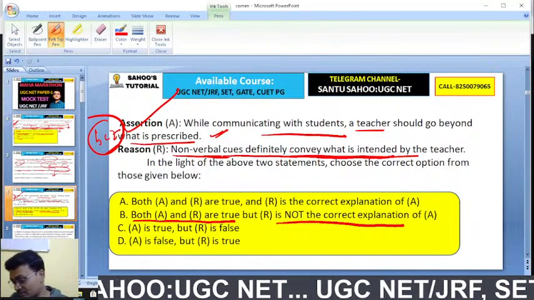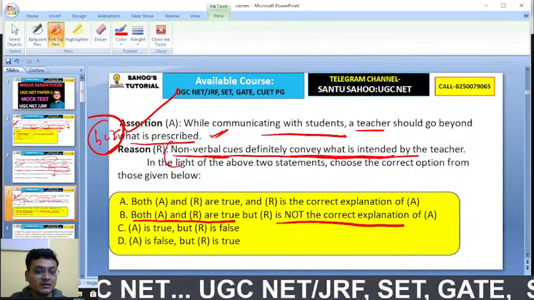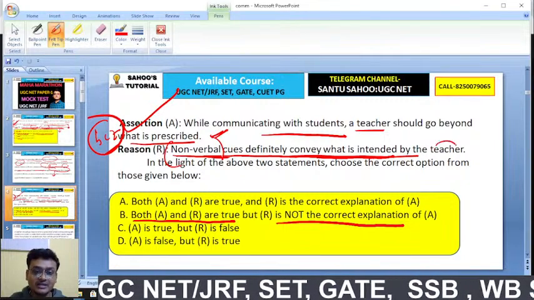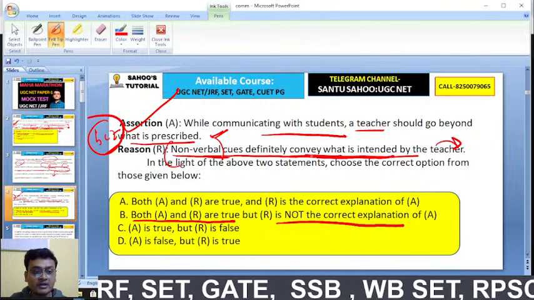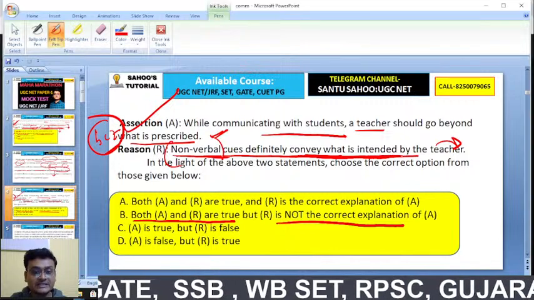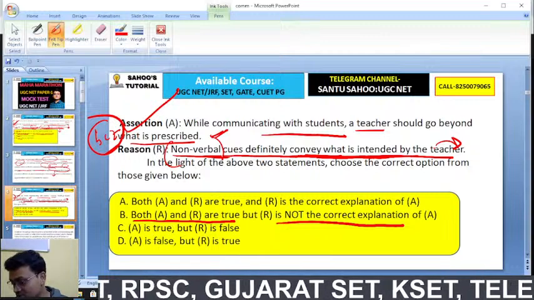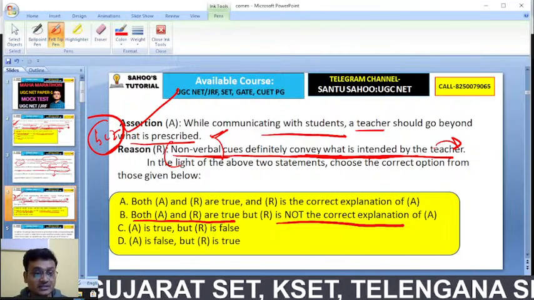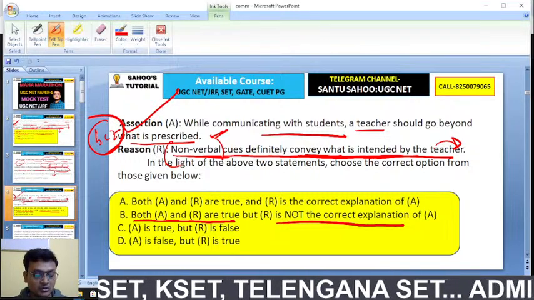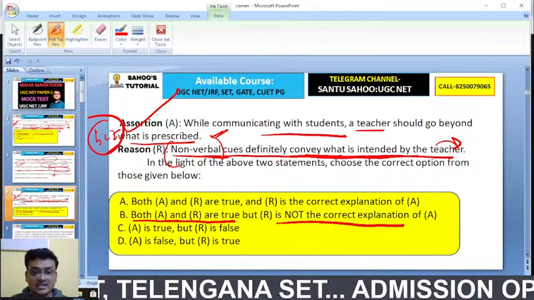अगर टीचर क्लासरूम में पढ़ा रहा है, so he is doing some non-verbal communication, so the student can also understand that. So definitely convey, definitely carry the meaning what is intended by the teacher. If the teacher is saying to stop without using the word, he is gesturing, okay, to stop or to keep quiet, so meaning is conveyed there.